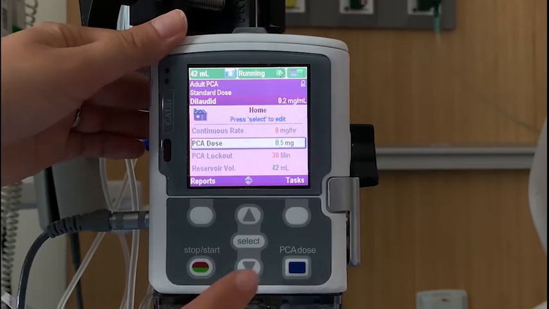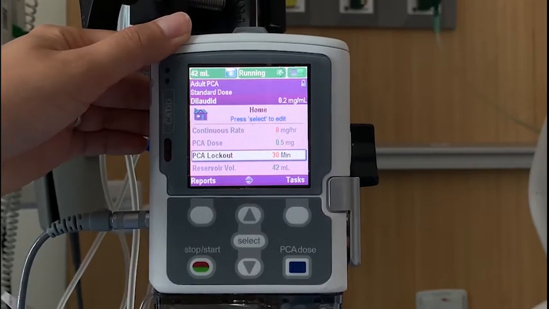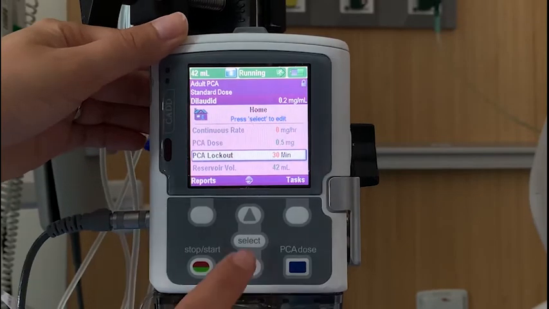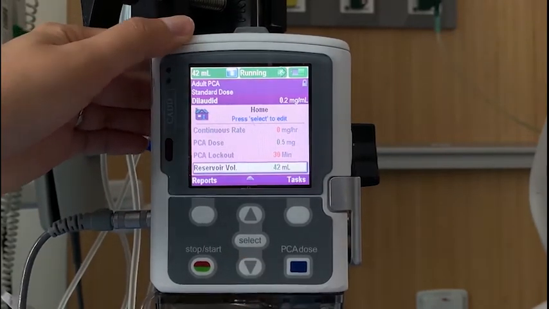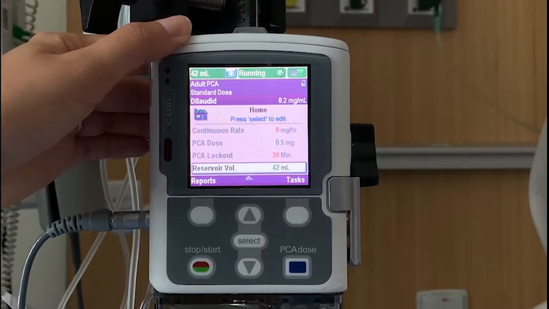Next, you see the PCA lockout. This is the minimum amount of time that must elapse before the next PCA bolus can be delivered. Lastly is the reservoir volume, which shows the volume of medication left in the cassette. This is important for patients at home who have infrequent cassette changes.